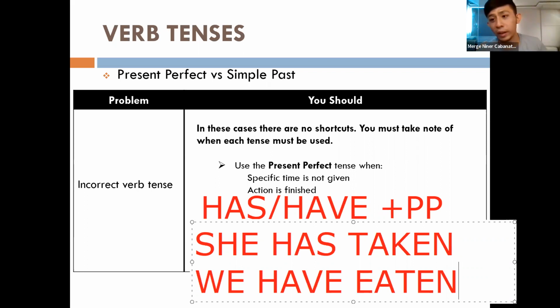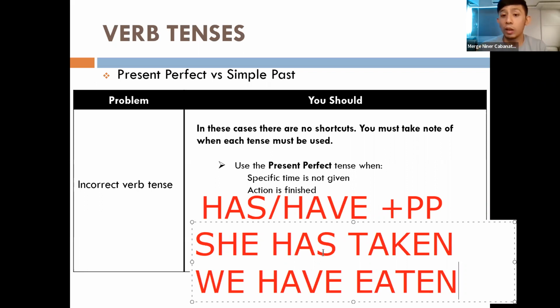Diba, kumain ka na ba? Oo, kumain na ako. Diba? Kevin, have you eaten your lunch yet? Yes, I have eaten my lunch already. Pero di ko sinabing kanina yon, kaninang umaga yon, kaninang tanghali yon, di ba? So kapag nilagay ko a few minutes ago, di ba? I ate my lunch a few minutes ago. So that's the difference. Okay.